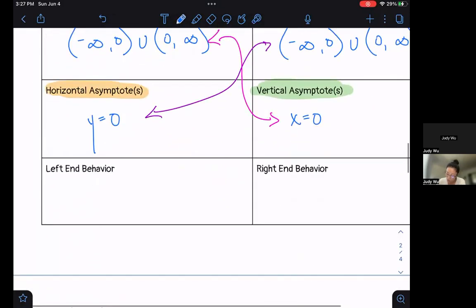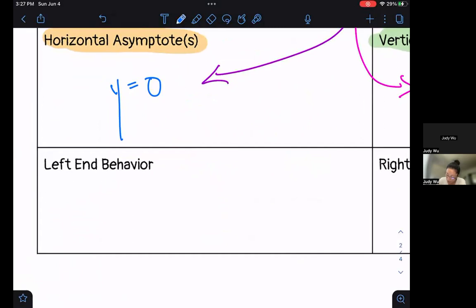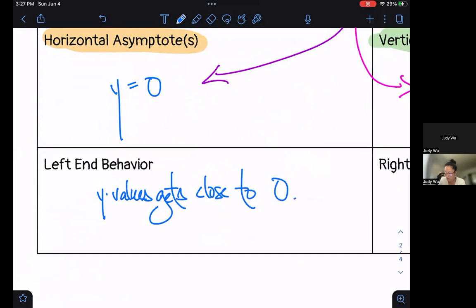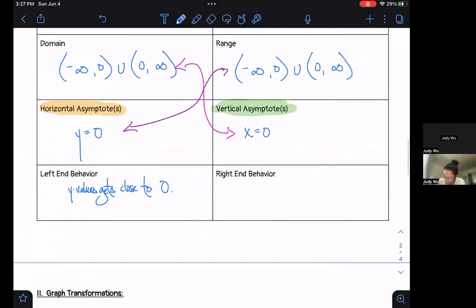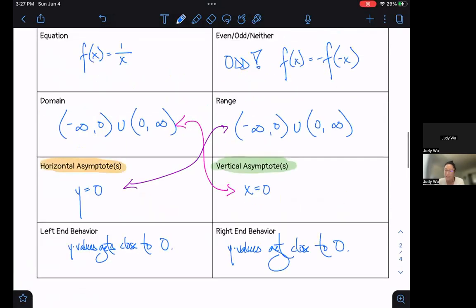All right, so when we say left end behavior here, I want to say that the y value gets close to 0. All right, and same thing over here, the y values get close to 0. All right. And that's different from our previous section where we had the up, down and the down, up. These ones just kind of go sideways, but in particular, they get close to a specific y value.